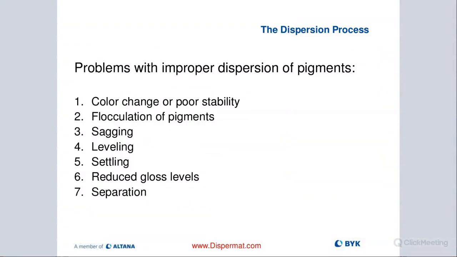What happens if we don't properly disperse our pigments? Obviously, the product isn't going to look as pretty. We're going to have issues maybe with color change, with stability of our pigments. Pigments flocculate together, that also is a formulation issue with the right additives that you need to select. Sagging, leveling, settling, and reduced gloss levels is another one, and separation, just to name a few issues that will arise if we don't properly disperse our material.